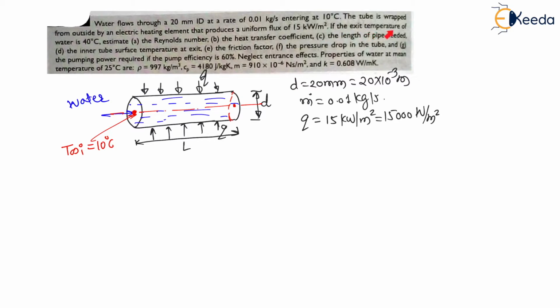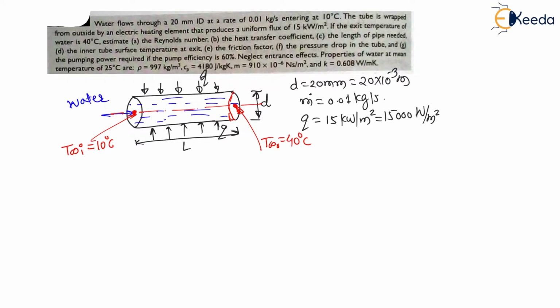Then, the exit temperature of water at the center line of this tube, that is T infinity O, is 40 degrees Celsius. Estimate. Now here, one by one, let us see the questions.